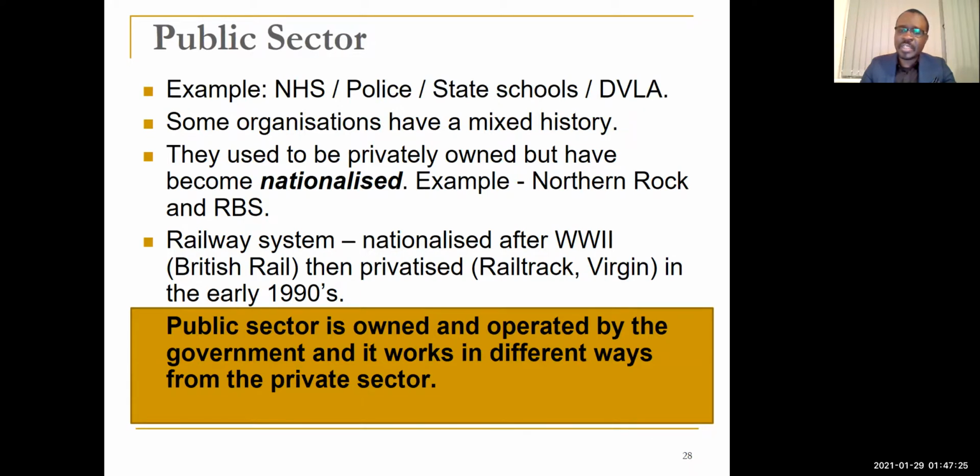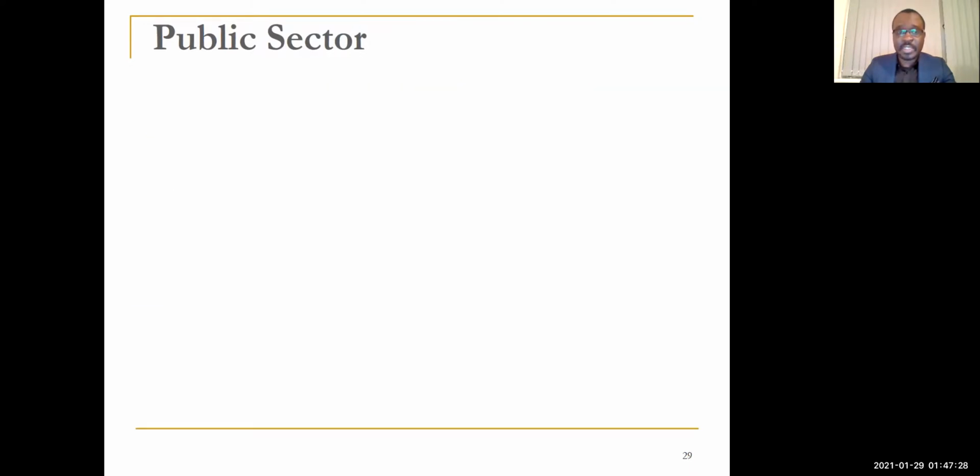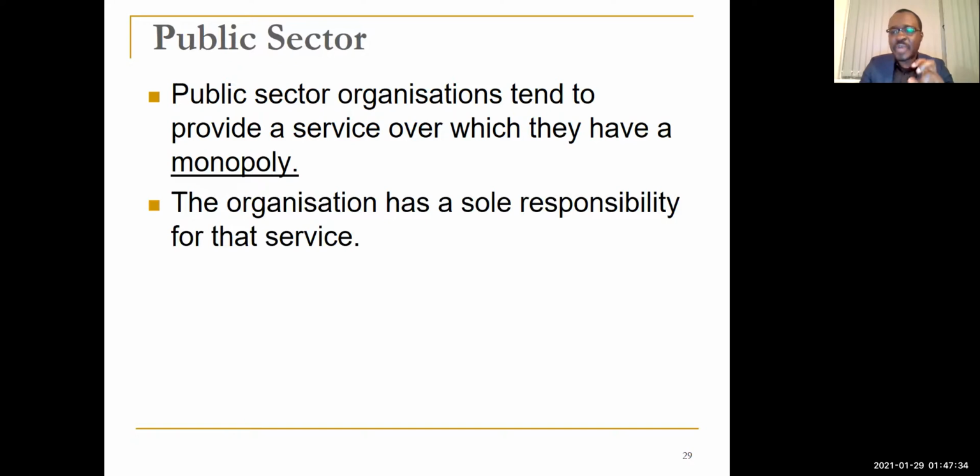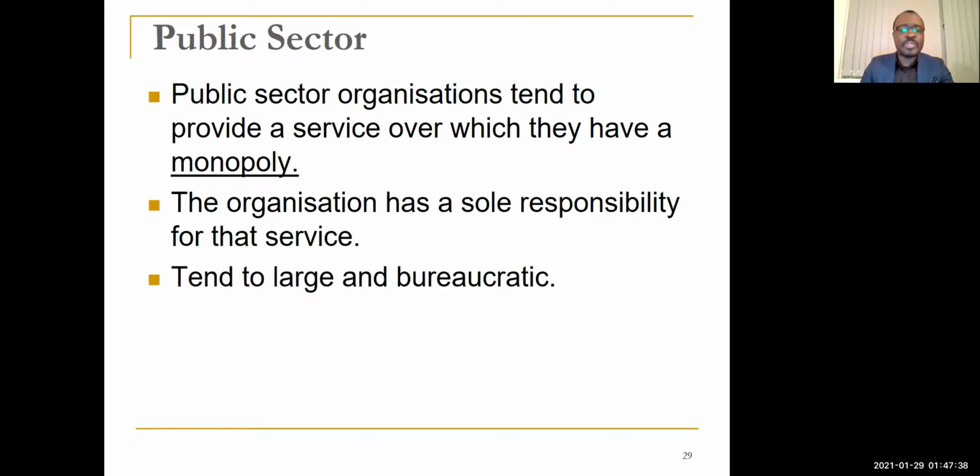It works differently in different ways from the private sector. Let's try to wrap up with the public sector. Again, they tend to provide services and they normally tend to have monopoly over it, ScotRail, all right. And so they have a responsibility for that service. They could be bureaucratic, they could be large, they could follow some formalities.